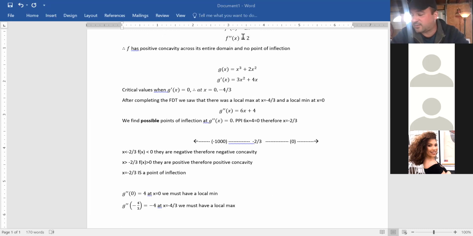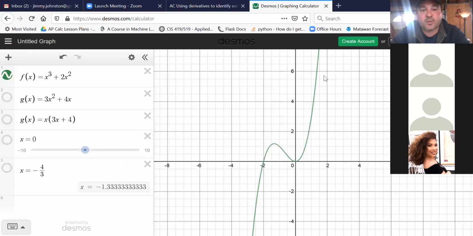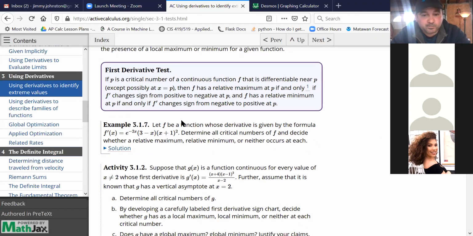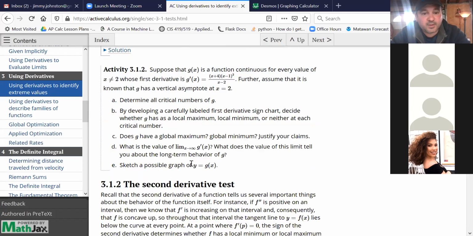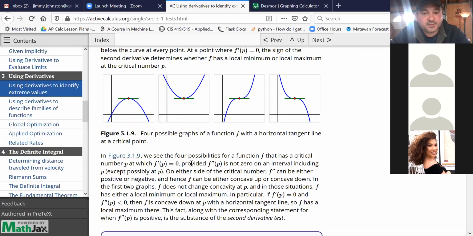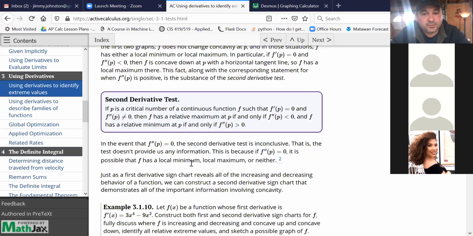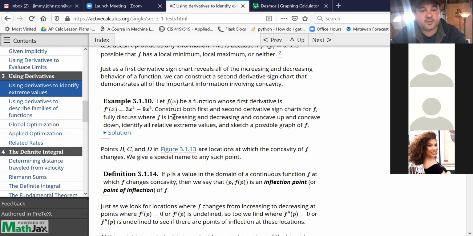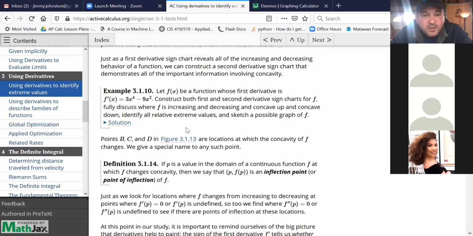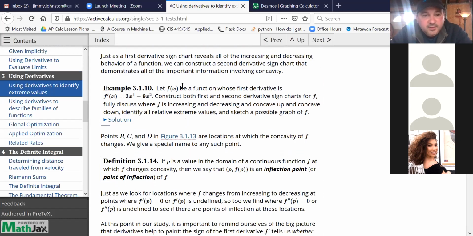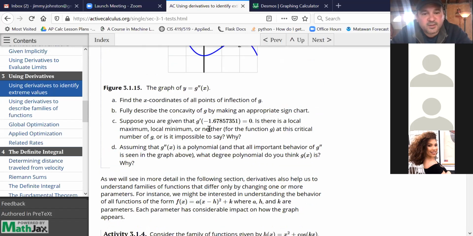All right, let's go back to the book. This is a good time if you have any specific questions at this point. I'm just going to see if there's a problem that we can do from the book to go over this, but that's the first derivative test and the second derivative test. So it states it. Let's look at an example. That's too similar to the one that we just did. Let's try another one.